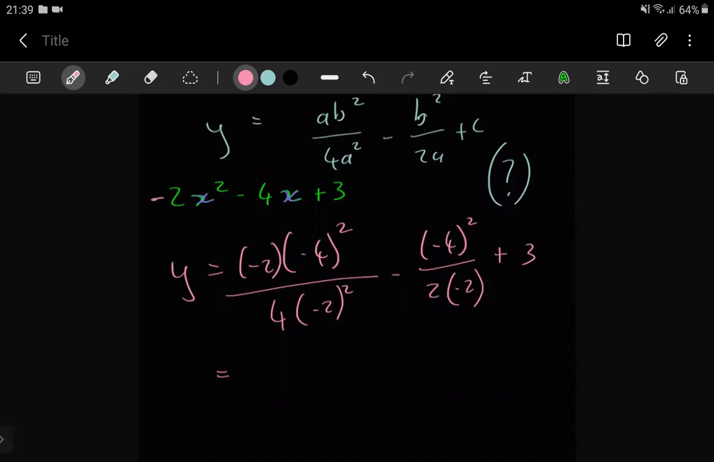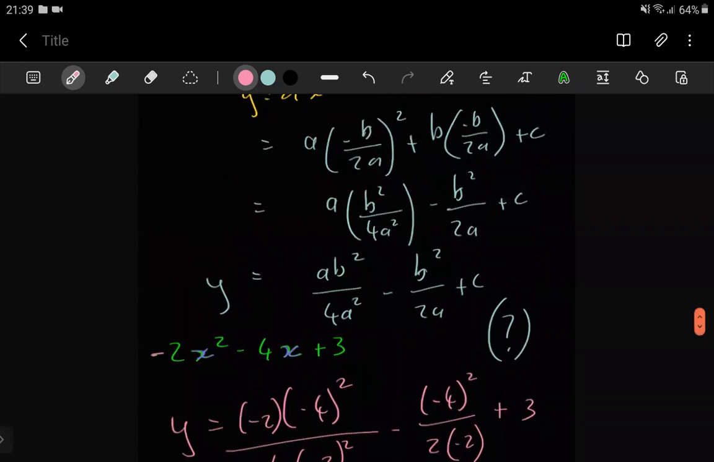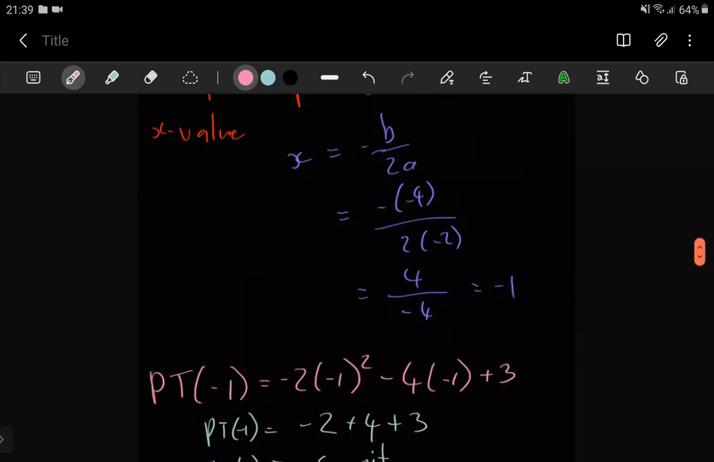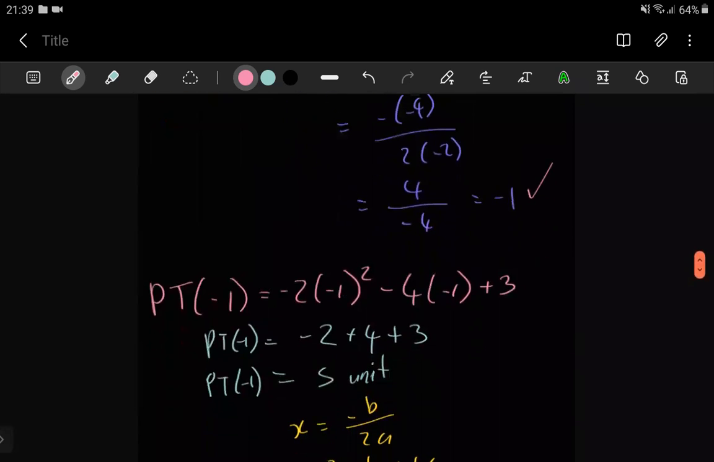Fraction, -2, -4 squared, 4, -2 squared, minus fraction, -4 squared, 2, -2, plus 3, equals 5. See, still coming out as a 5. But doing it like this is so unnecessary, because why take the risk of all this? We can just easily get the actual x value, check it, and then put it into the equation.